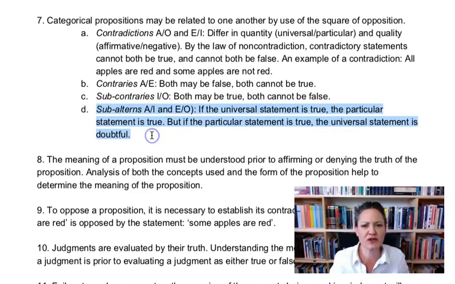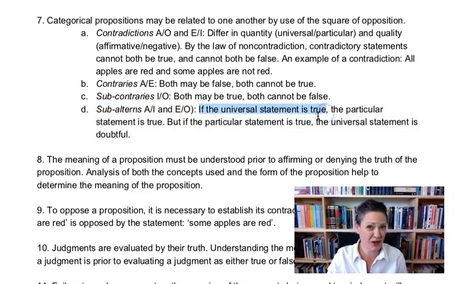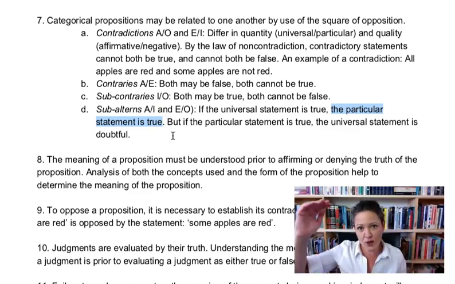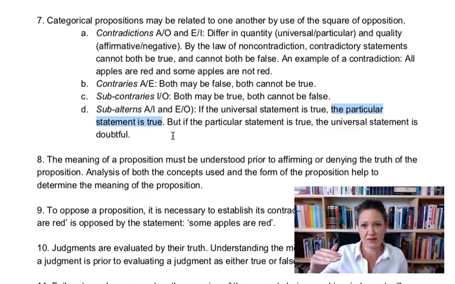And then the subalterns are the top and the bottom, the line from top to bottom. This is the A and the I and the E and the O statements. Now here's the rule. If the universal statement is true, the statement on the top, the all or the no, then the particular is also true, the one on the bottom. So if all apples are red is true, some apples are red is also true. If no apples are red is true, some apples are not red is also true.